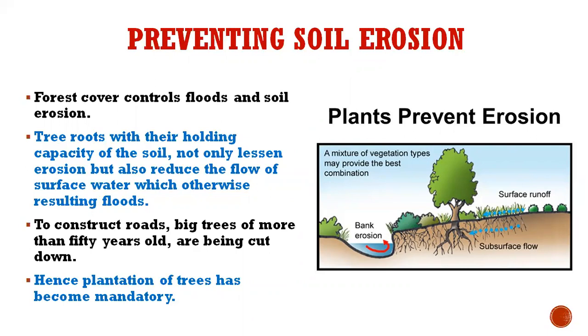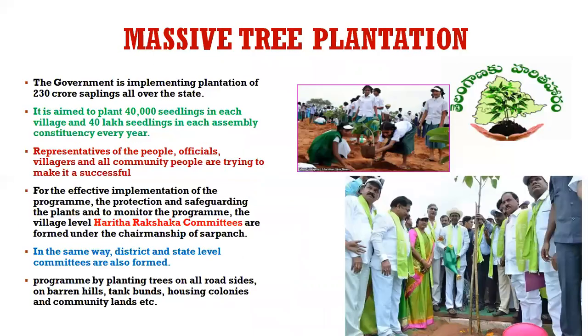Now, even forests play a very important role in controlling floods and soil erosion. The tree roots, with their holding capacity of the soil, not only lessen erosion, but they also reduce the flow of surface water, which would otherwise result in flooding. Hence, plantation of trees has to become mandatory.